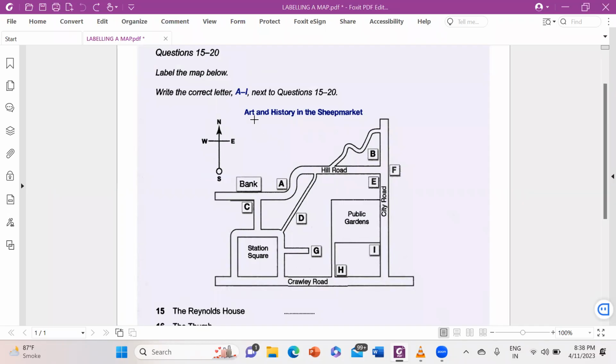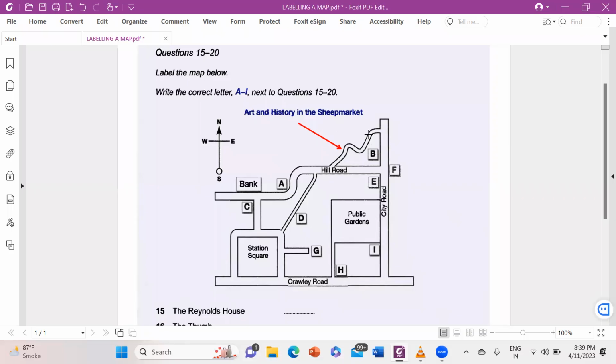I'm going to ask you questions. Do you see this road? The road that started from Hill Road and it is going towards east.